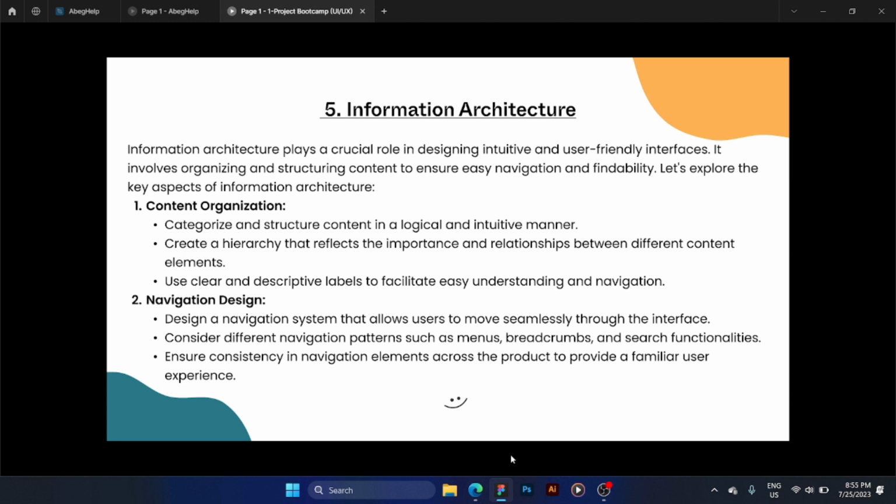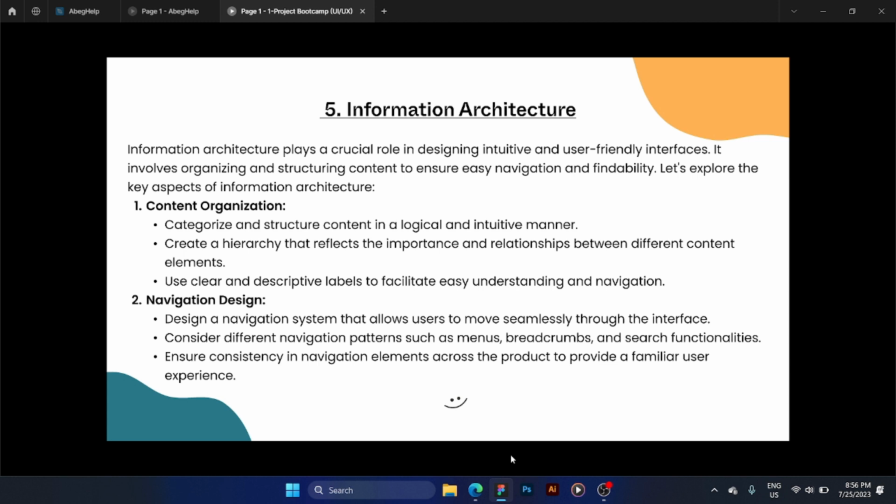So let's know some of the key aspects in information architecture now. The first thing we're looking at is content organization. You must be able to logically think and know how to place your content.